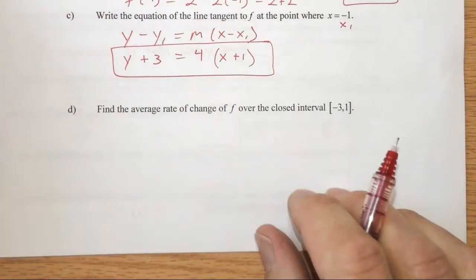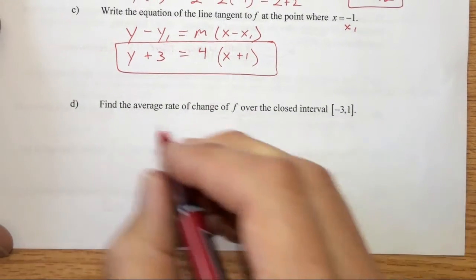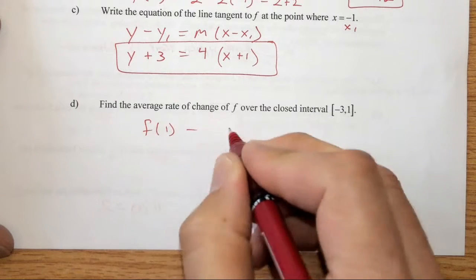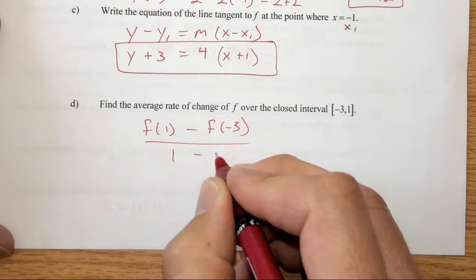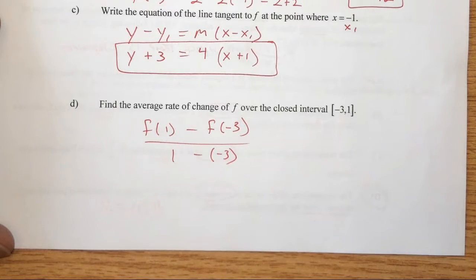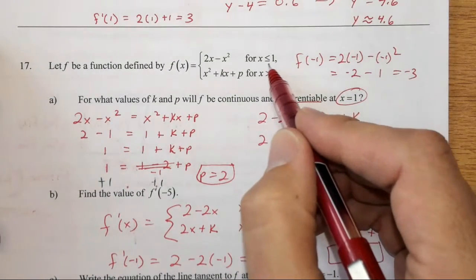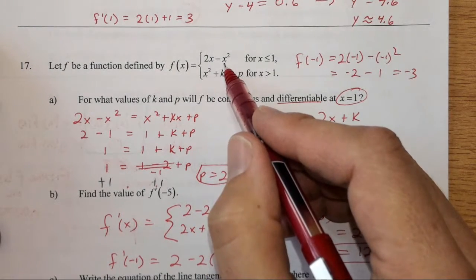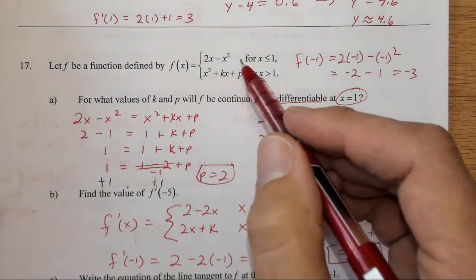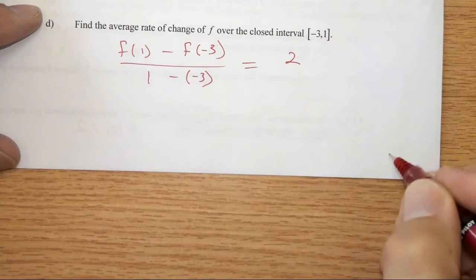Last but not least, find the average rate of change of f over the closed interval from negative 3 to 1. So this is f of 1 minus f of negative 3 over 1 minus negative 3. f of 1, back up, we use the top equation for when x is 1. We plug in 1, we have 2 minus 1. 2 minus 1 is 1. So f of 1 is 1.